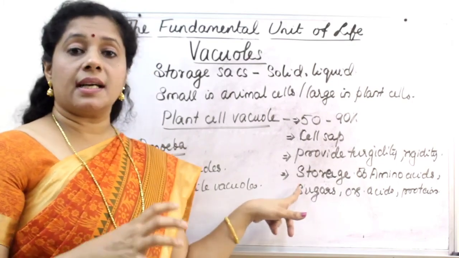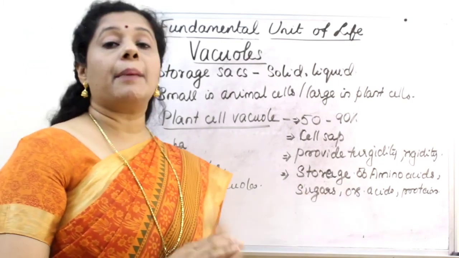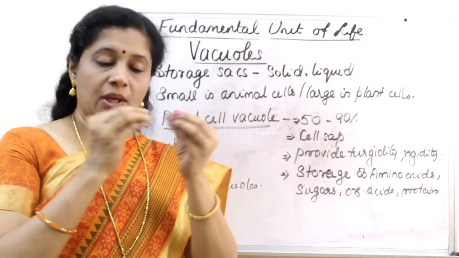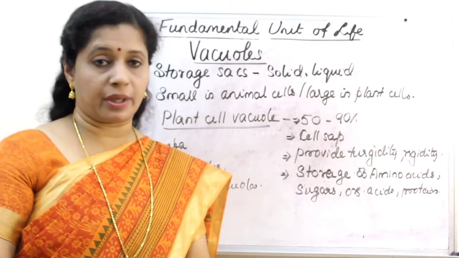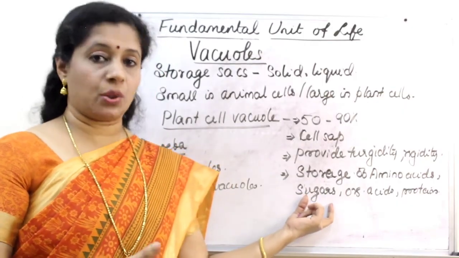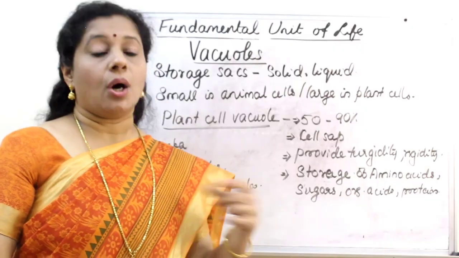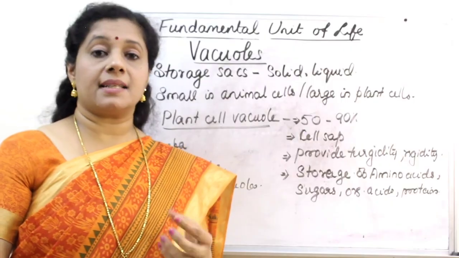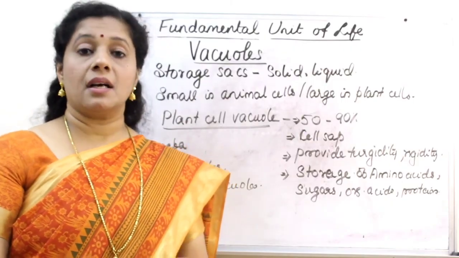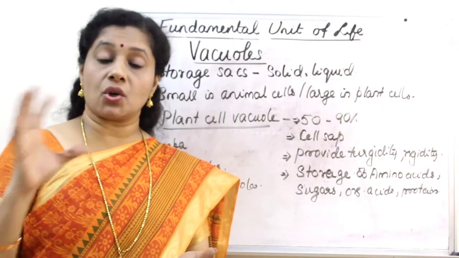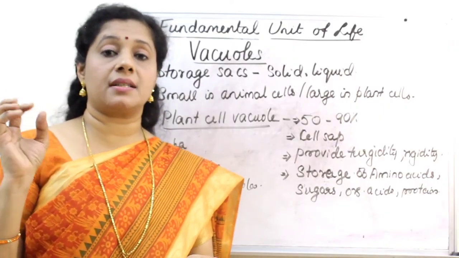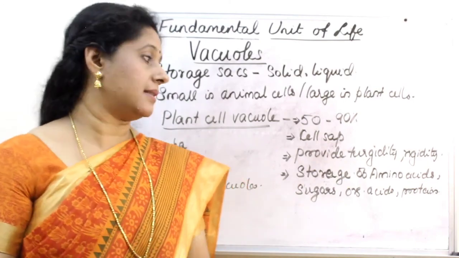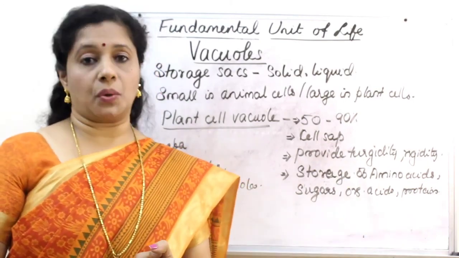And what do they store inside? They store certain substances like amino acids. Amino acids are nothing but the simplest form of proteins, because amino acid molecules are joining together to form proteins. Then sugars, different types of sugars. Then organic acids. Organic acids means natural acids like tartaric acid, oxalic acid, malic acid and all found in plants. Whereas you will learn in chemistry about very strong acids like hydrochloric acid, nitric acid, sulfuric acid. They are from the earth crust. These are the organic acids or the natural acids. Then some proteins are also stored there.